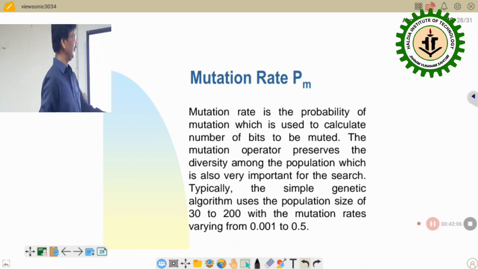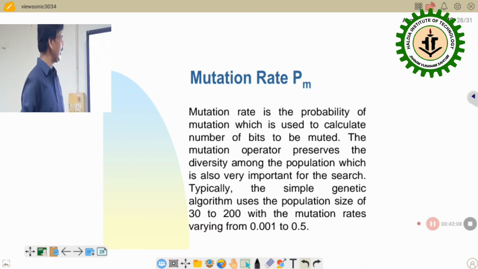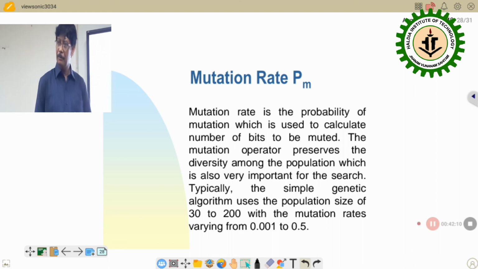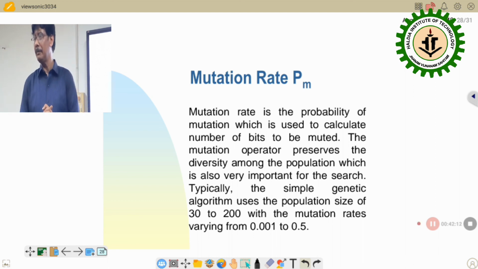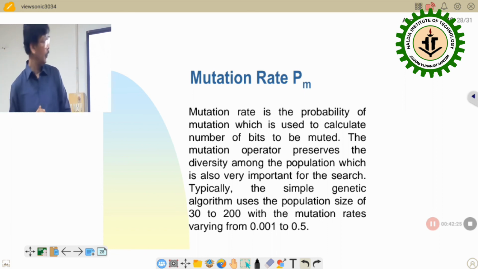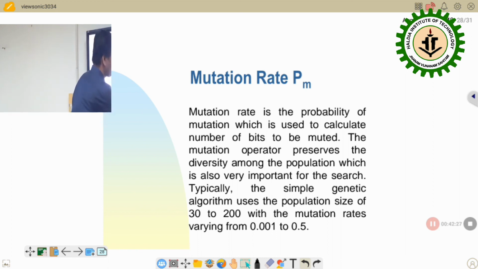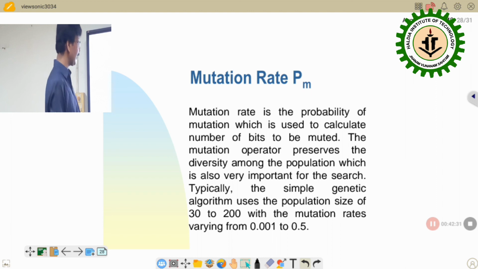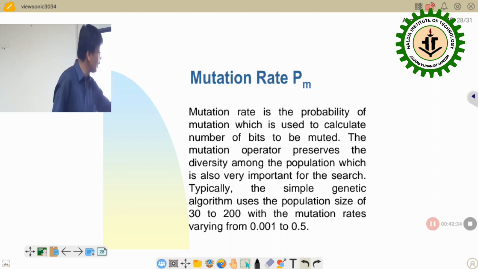Similarly, the mutation rate is the probability of mutation, which is used to calculate the number of bits to be mutated. Suppose the size of the chromosome is 10, that is, 10 binary bits. So how many bits are to be mutated? That is the question. The mutation operator preserves the diversity among the population, which is also very important for search typically. So that is also important.